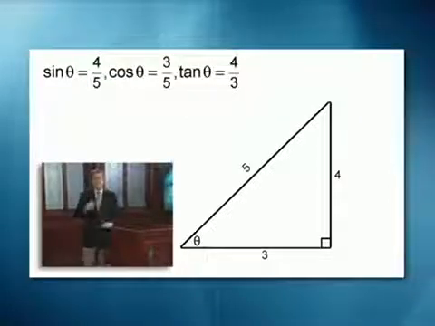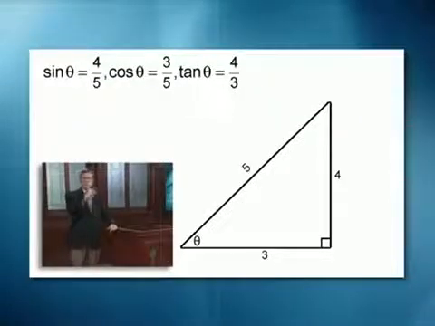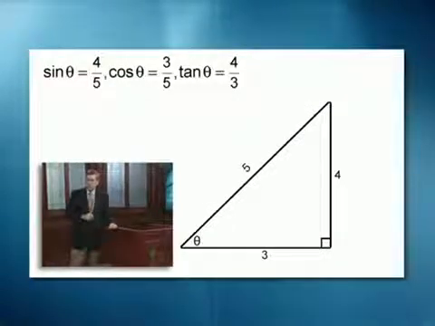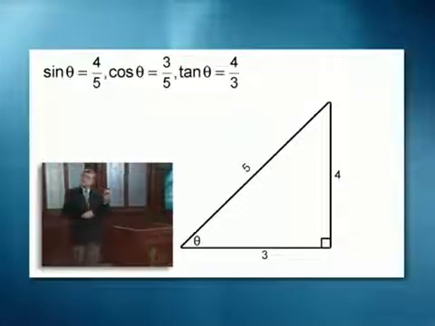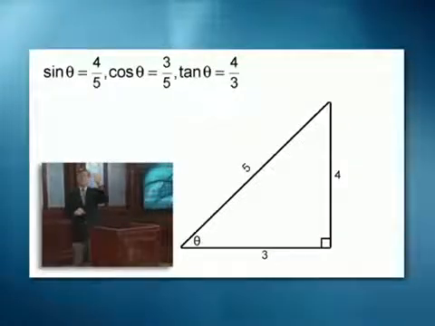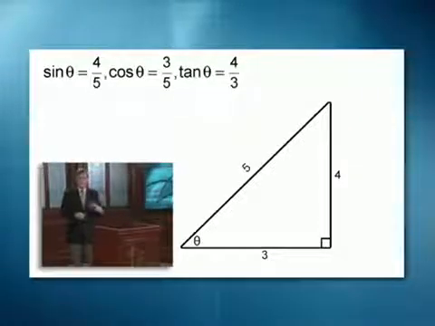Let me point out something here. Look at sine and cosine. Sine divided by cosine is also 4 over 3, isn't it? In fact, tangent can be defined as being sine divided by cosine. That's equivalent to our definition.